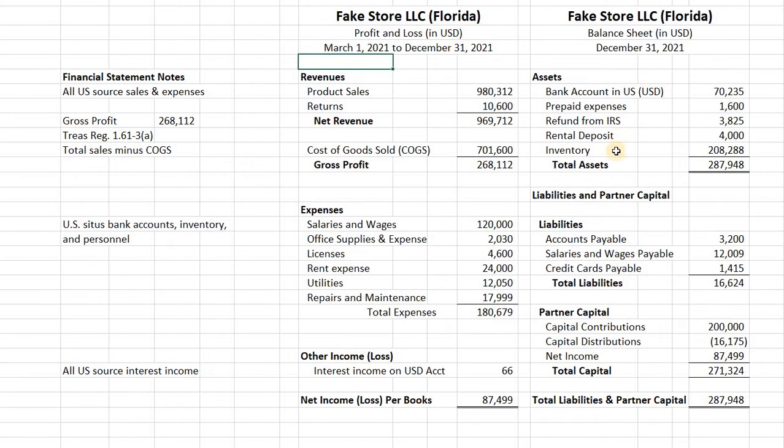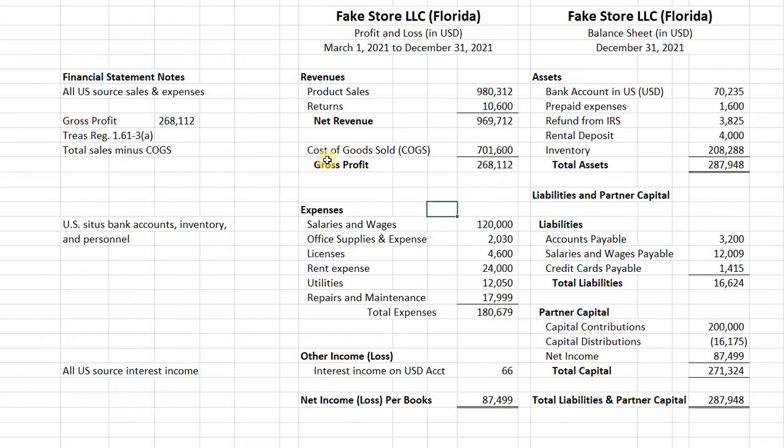So we start with the Florida entity here. What we can see here on the left is the profit and loss, and on the right-hand side is the balance sheet. So what happened here during the year? The company had product sales, some returns, cost of goods sold from the sale of its inventory, and then a variety of expenses. For the sake of simplicity, we're not using overly complex financials here because I'm trying to make it easier to see how the numbers are flowing through to the K-2s.